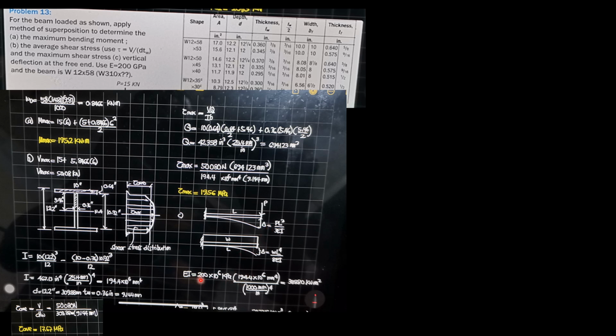So EI: modulus of elasticity is 200 times 10 to the 6, originally 10 to the 9 pascals. If we just make it 10 to the 6, it is in kilopascals. Then moment of inertia 194 0.4 times 10 to the 6 mm to the fourth divided by 1000 mm per meter raised to the fourth, that would be 38,880 kilonewton meter square.